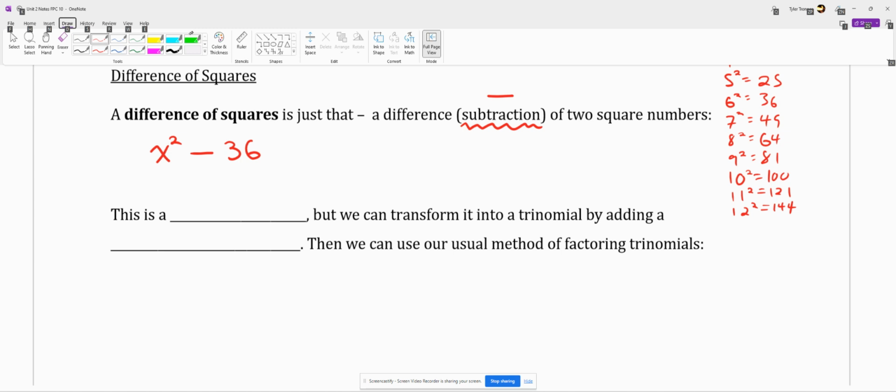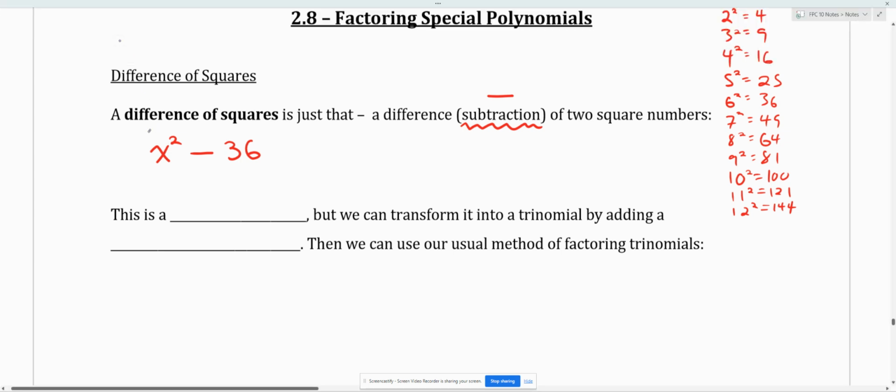Now let's label a few things. What's actually going on here? Well, of course, this is a perfect square technically, because it's x times x. This is a perfect square because it can be written as 6 times 6. And this here tells us that we have a difference. So now we can see it's a square and its difference. So this is a binomial.